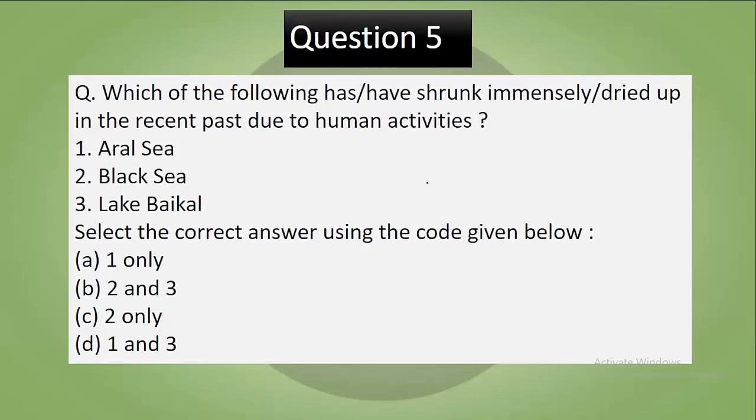Question number 5. Which of the following have shrunk immensely, dried up in the recent past due to human activities? Aral Sea, Black Sea, Lake Baikal. Select the correct answer using the code given below. Pause the video, try to answer. So basically your correct answer is only one, which is A.